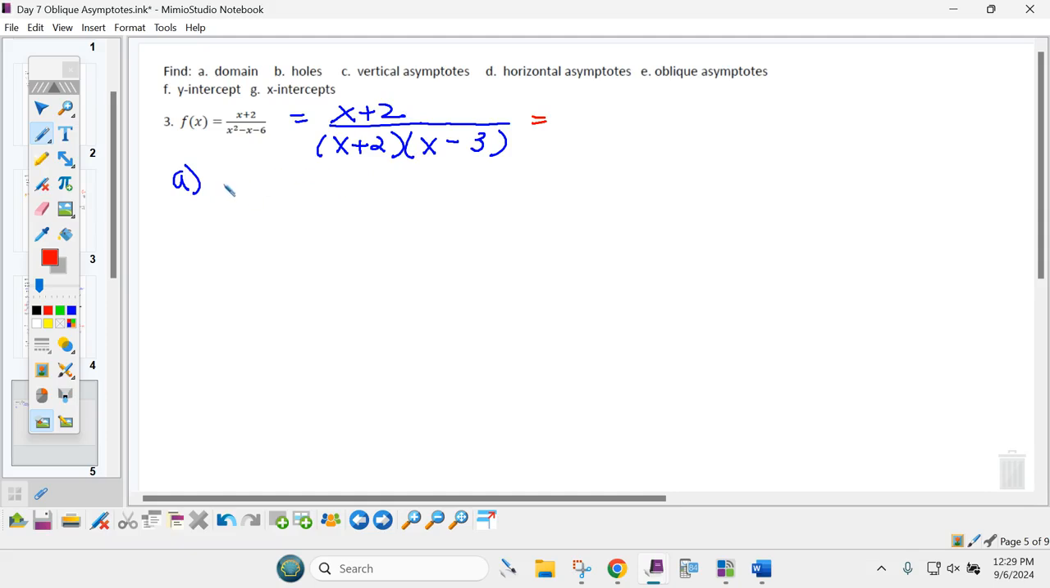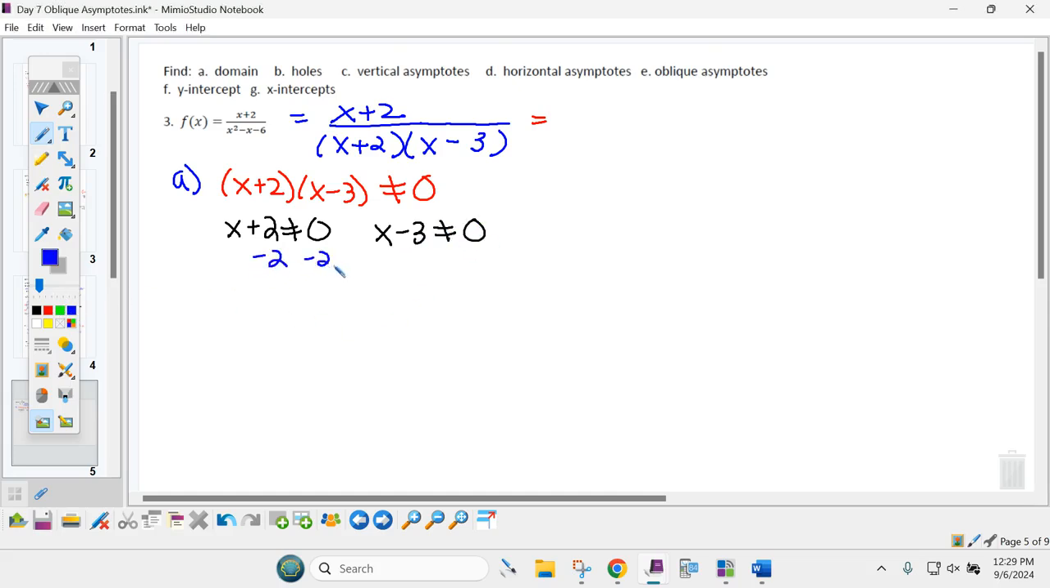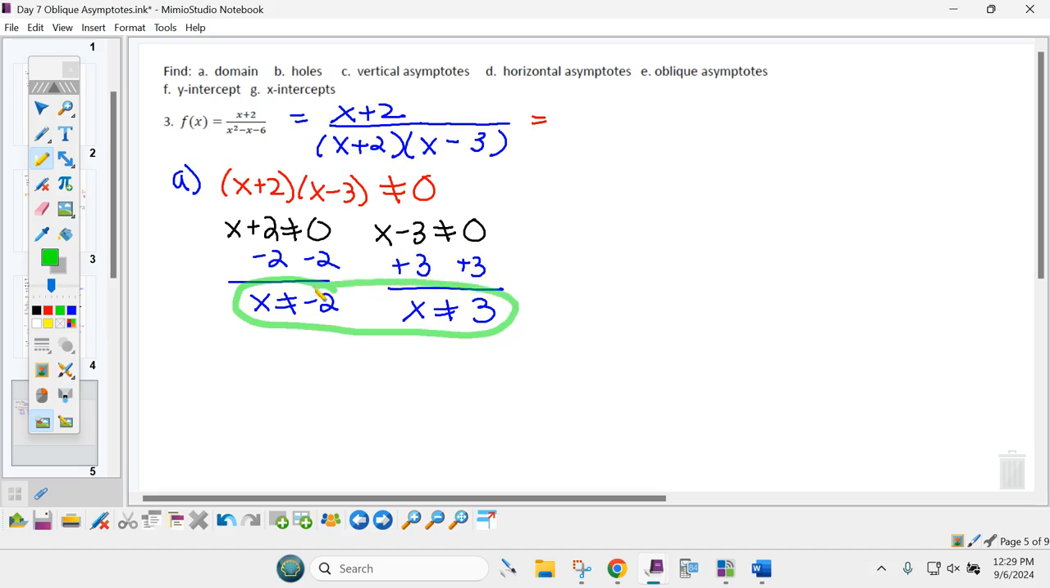Okay, let's do domain while I'm at it. So the denominator can't equal 0. So that means x plus 2 can't equal 0 and x minus 3 can't equal 0. X cannot equal -2. X cannot equal 3. So the domain is all real numbers. X cannot be -2 and x cannot be 3.